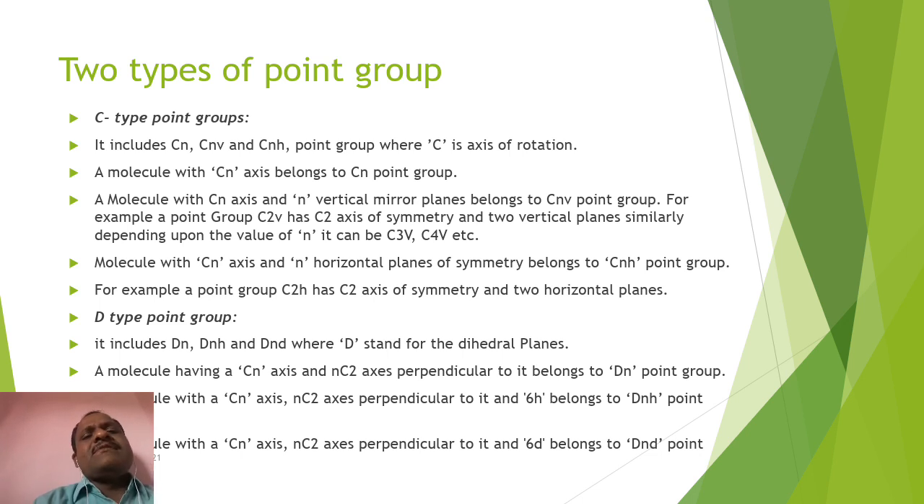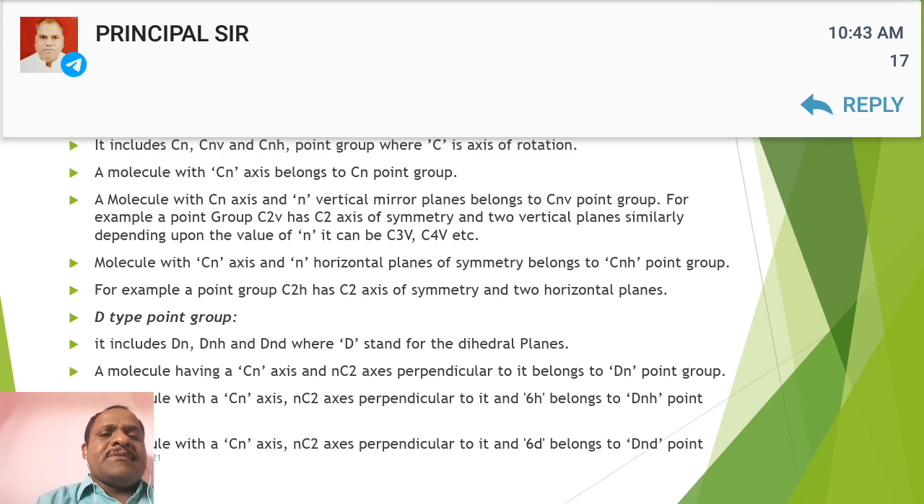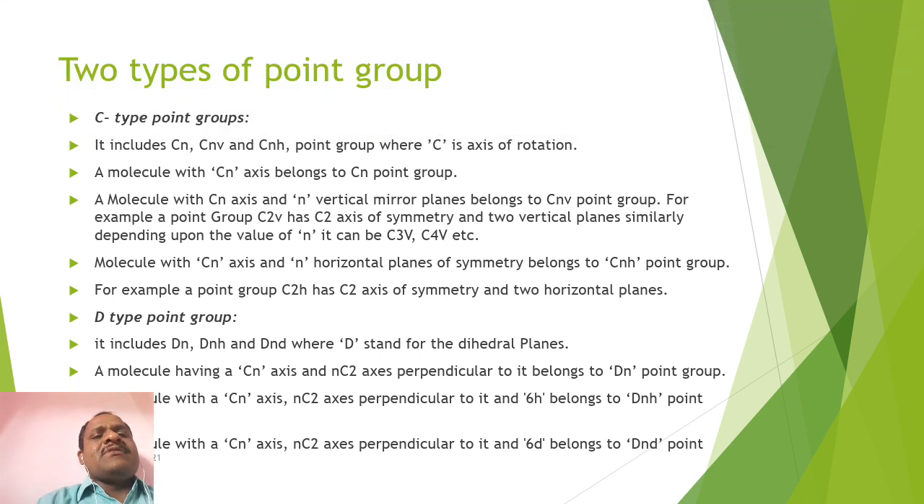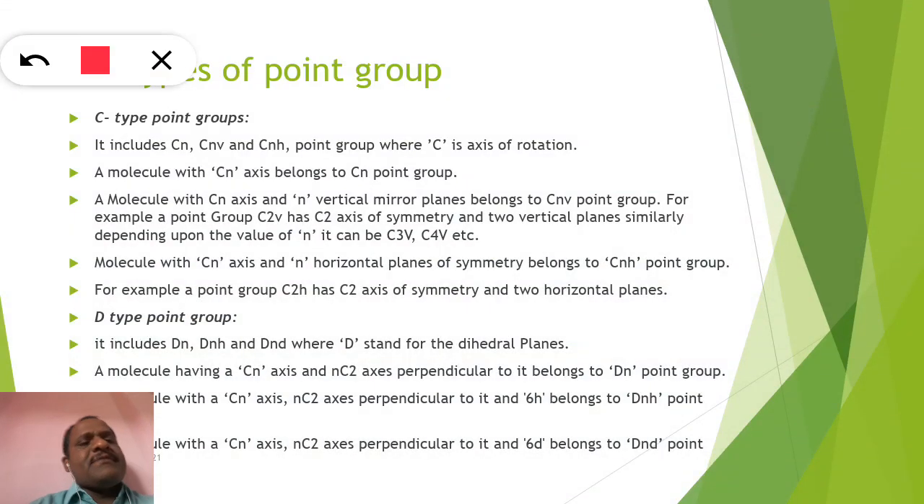So this is about the C type of point group. What are the requirements of the C type of point group? If a molecule possesses a Cn axis and has n vertical planes, then it is called the Cnv point group. If that molecule has n horizontal planes, then it is called the Cnh type of point group. So in the C type of point group, we saw 2 categories: one is the Cnv point group, the other is the Cnh point group. Everybody understood that?